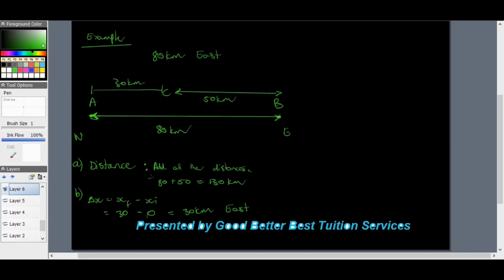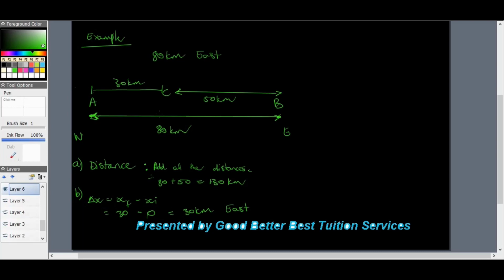But because B to C was only 50 and there was still 30 kilometers from the final position to my initial position, I do an analysis where I draw the line and say, if there's 30 kilometers left from point A to point C, then that is the distance from my final position to my initial position. Therefore, all I did was take 30 minus 0 to get 30 kilometers east. And that was the final displacement.